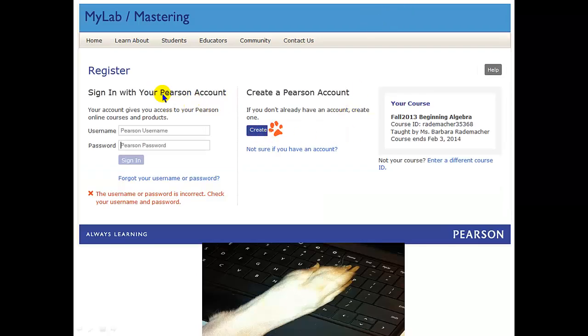Now, if you've had a Pearson account before, you type in your username and your password, and if you forgot your username or password, feel free to click here, and the way they let you know is really good. However, since Blazy has never used my math lab before, she came over to create a Pearson account, and she clicked on create. Notice that she's told what class she's signing up for. Always double check and make sure you're signing up for the right class.